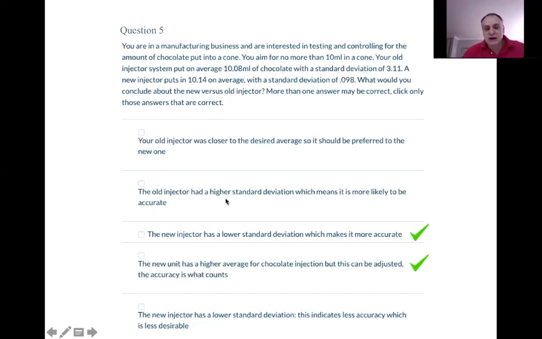The old injector had a higher standard deviation, which means it's more likely to be accurate. Again, that's incorrect. The new injector has a lower standard deviation, which makes it more accurate. Yes, the lower the standard deviation, the closer it will be to the mean each time. The new unit has a higher average for chocolate injection, but this can be adjusted, yes. The new injector has a lower standard deviation, so it's less accurate, and that's again no. So your answers would have been those two for question 5.